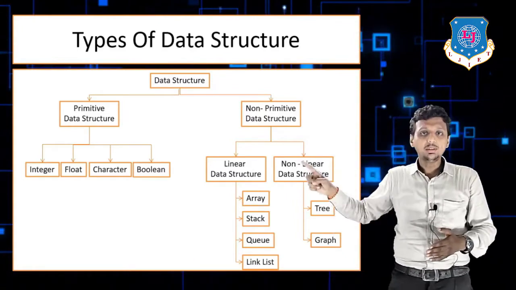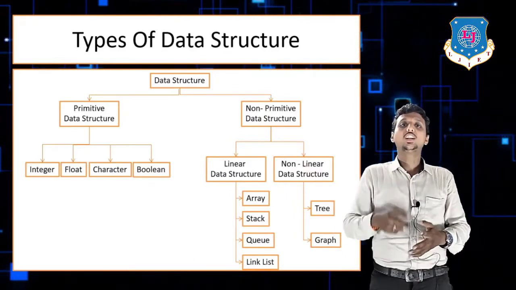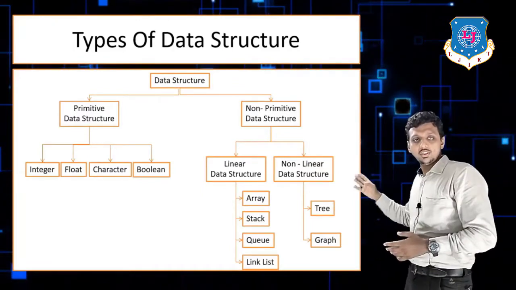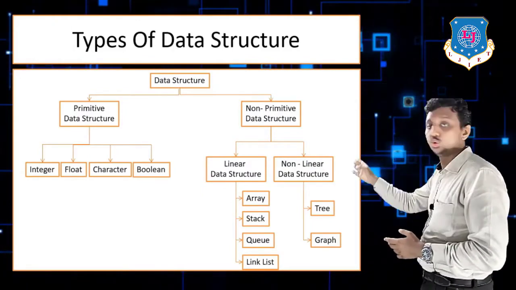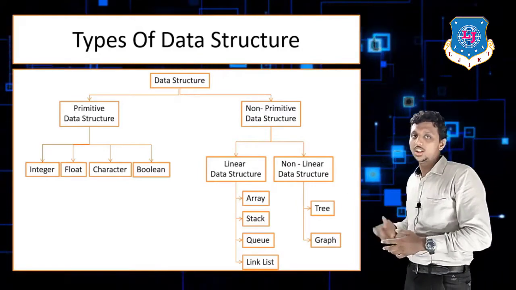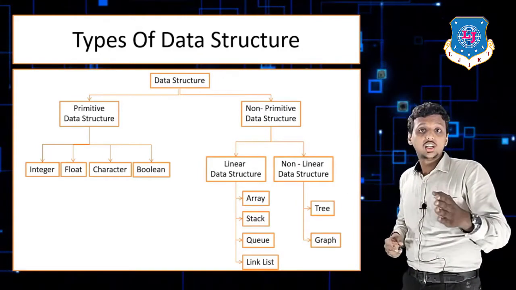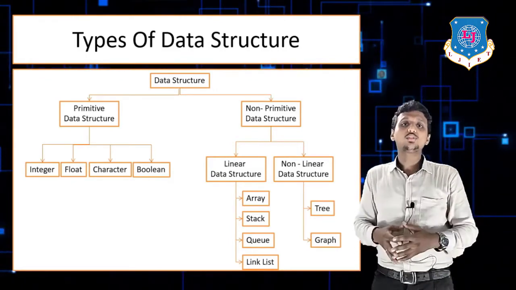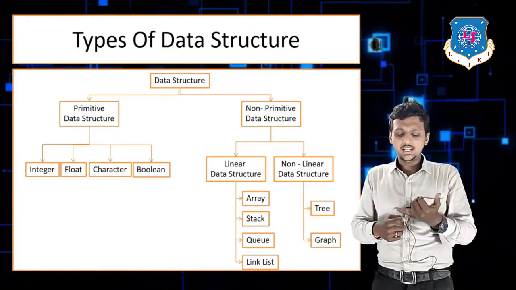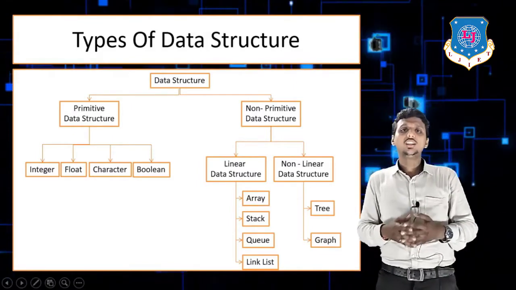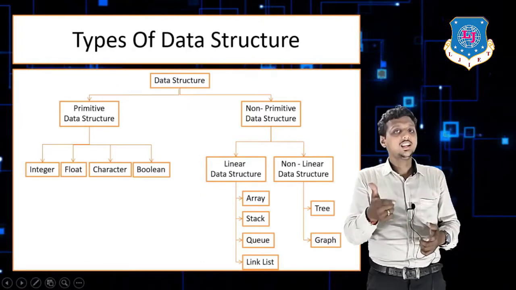And non-primitive means which are not directly operated by machine level instructions. Students, here the non-primitive data structure is further divided into two different data structures. One is linear and the second one is non-linear. Linear means in which we store the elements in sequential manner. The examples of linear data structures are array, stack, queue, linked list. And the examples of non-linear data structures are tree and graph.